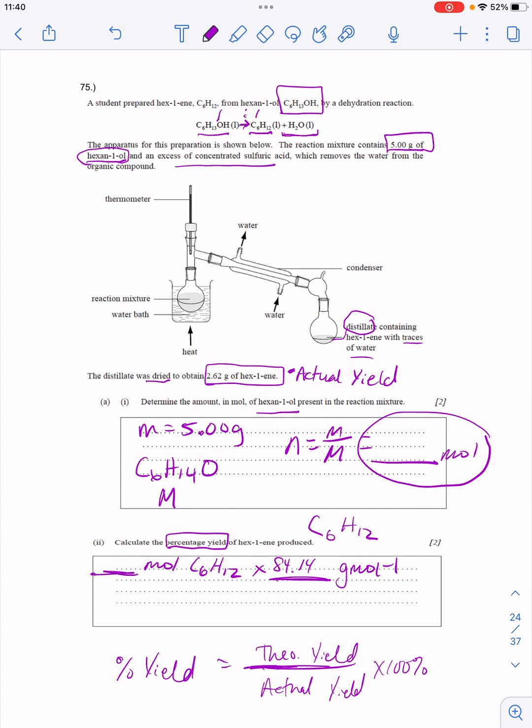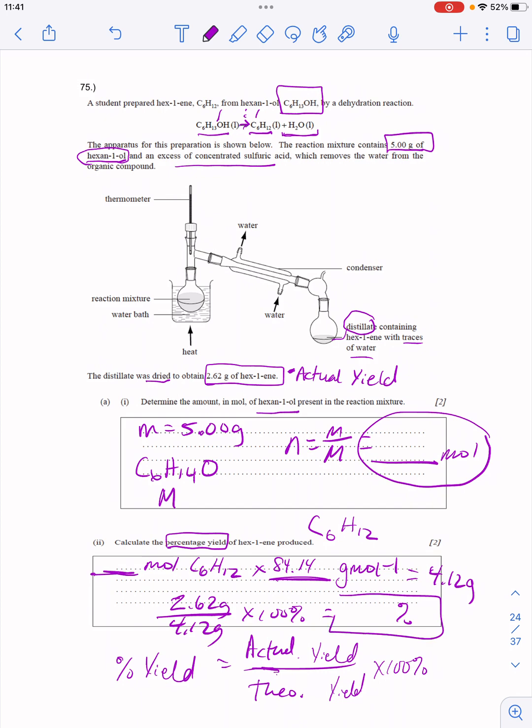And so we plug in our moles here and we'll get the mass of product, which I think was around 4.12, having done this previously. And then you look at, well, I actually, oh, you know what? I made my equation wrong, I just realized. Sorry. Let's flip that. Always double check yourself. It's actual divided by theoretical. So you'd plug in the 2.62 grams over the 4.12 grams and times 100. That gives you the percentage, the yield percentage. So that would be the second mark here.